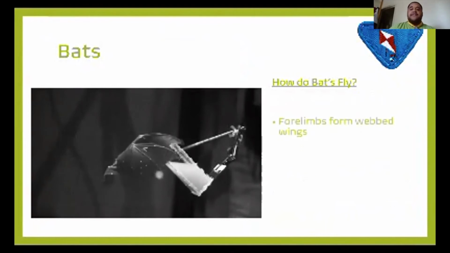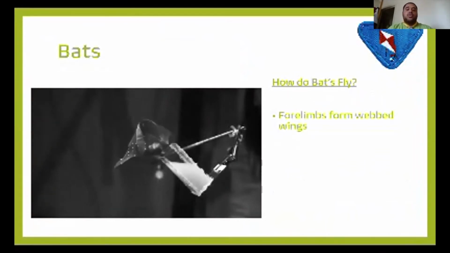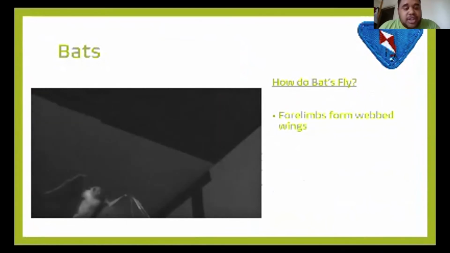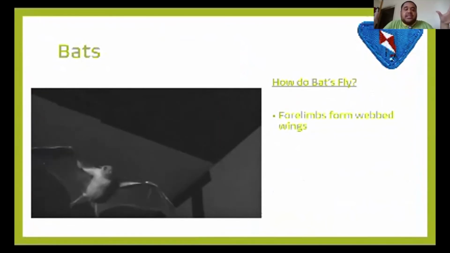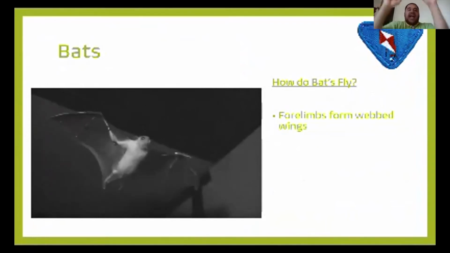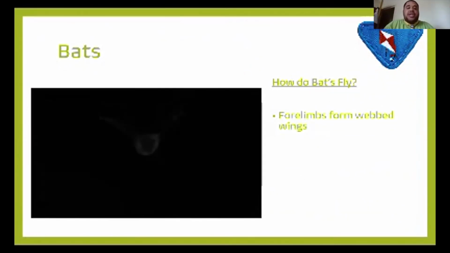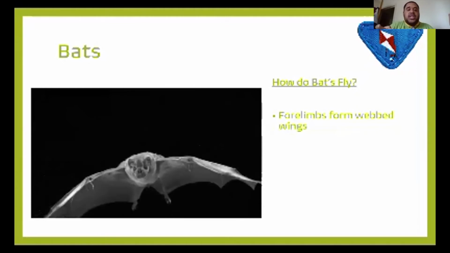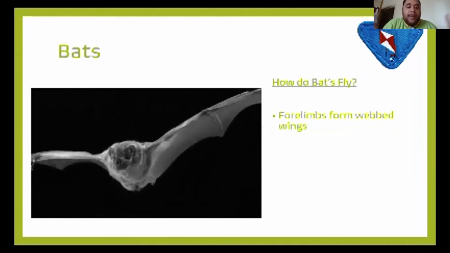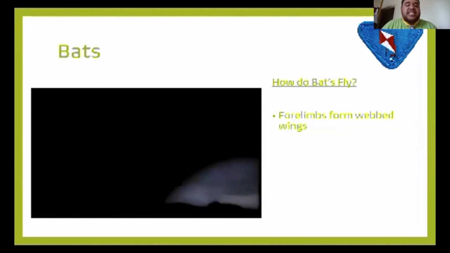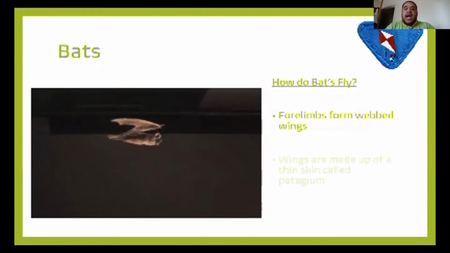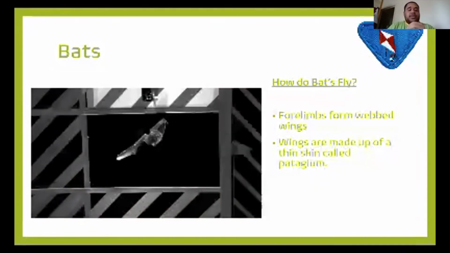So they have 4 limbs, formed web wings. What I mean by that is, if you see in their wings in the video, they have a little hand, okay? And that hand's little fingers spread out across the wings. In between that, they have a web, a little membrane, skin, okay? And that skin is called a patagium, okay?